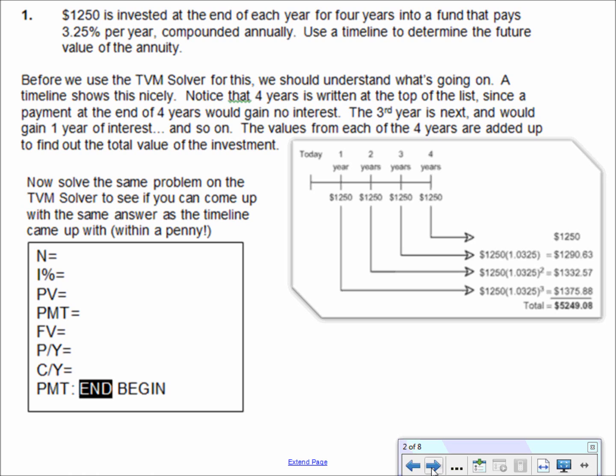Okay, so you guys have this sheet, I believe. So number 1, $1,250 is invested at the end of each year for 4 years into a fund that pays 3.25% per year, compounded annually. Use a timeline to determine the future value of the annuity. So, a timeline is just a longer way of calculating. On your midterm or test, you might have to calculate a timeline.